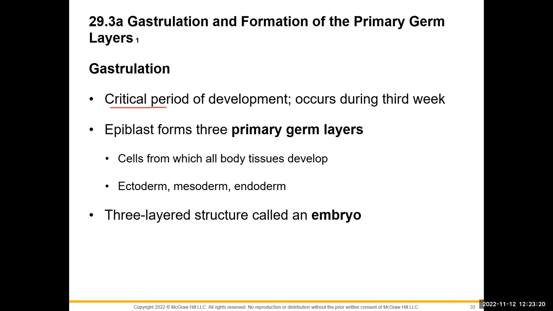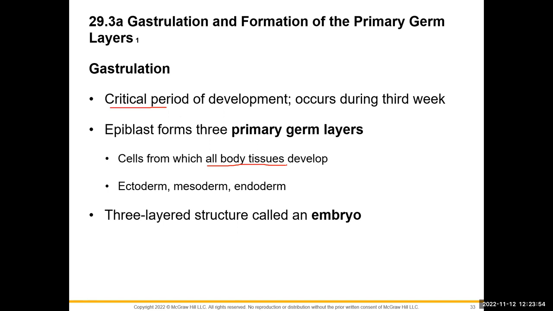So we're going to see this at week 3. And if you recall, we had the two cell layers, the epiblast and the hypoblast layer. So we're going to see here that the epiblast layer, which is the outer layer of our blastocyst, is now going to form our primary germ layers. And there's three layers to that. And this is where all of our future tissues will come from. And so those three primary germ layers are the ectoderm, the mesoderm, and the endoderm.